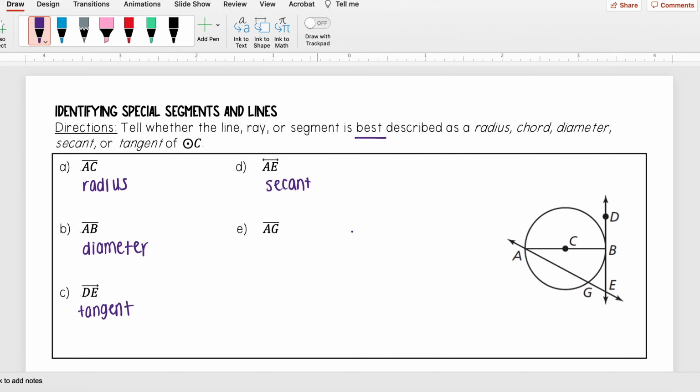Okay, and then lastly, we want to look at AG. So here, again, that's also why we want to be looking at whether this is a segment or a line. Since this is a segment, I'm looking at just from A to G. And so that would be a chord because it's a segment whose endpoints are on the circle. Again, if this instead had the line AG, then it would be the secant.